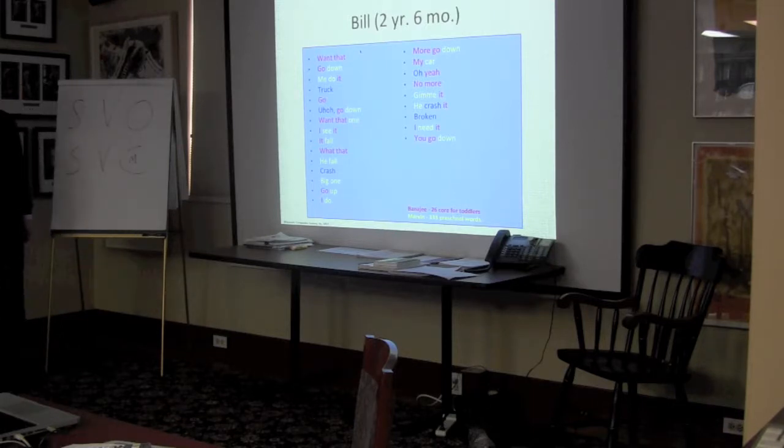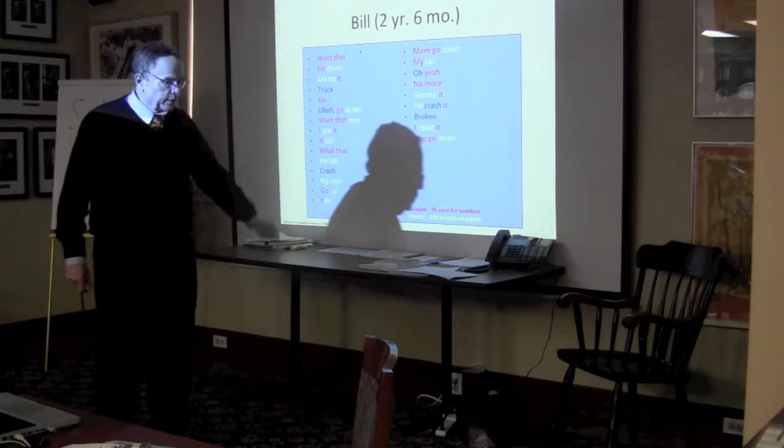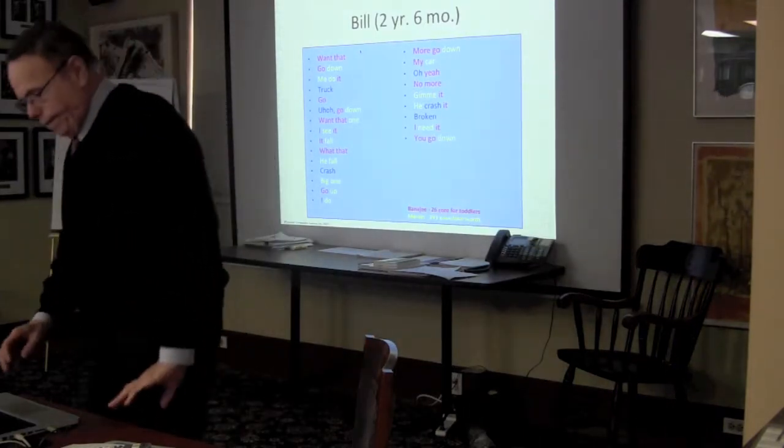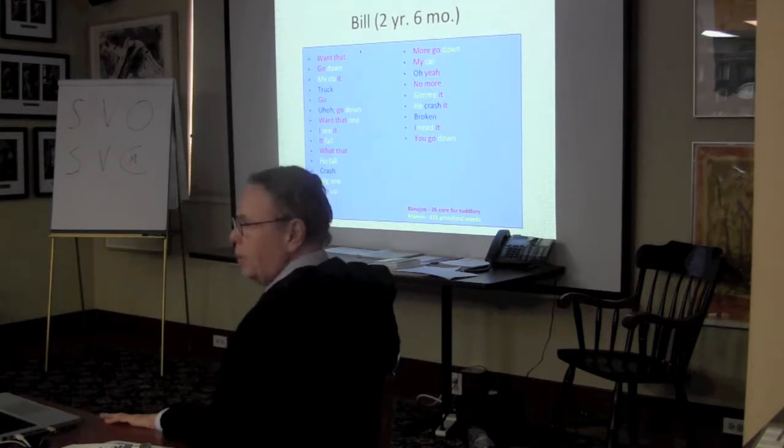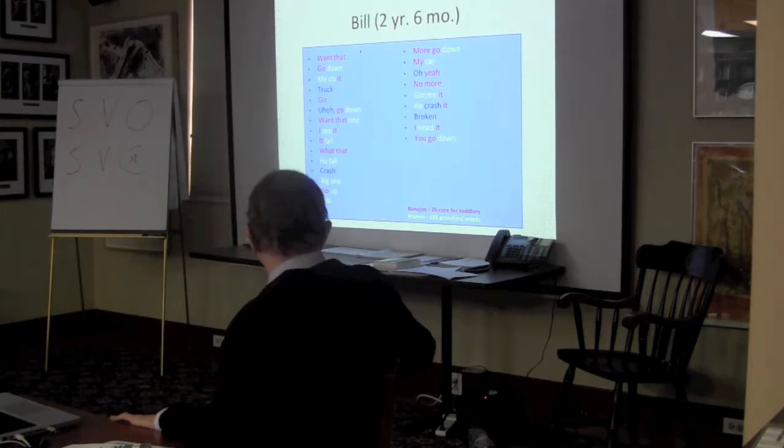Okay. He crash it. You knew that verb? Broken. The irregular past tenses come in earlier. Look, I need it. Oh my goodness, it's subject, verb, object, and he got the morphology right. You go down. Okay. What percentage of his words were contained in Marvin and Banaji? Almost all of them.